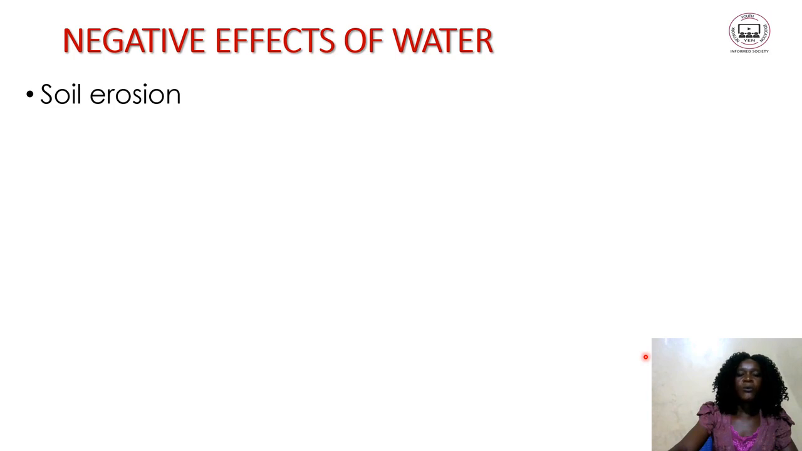Too much water or the running water can wipe away the top layers of the soils if those soils are not protected, leading to soil erosion. So that's one of the negative effects of water.